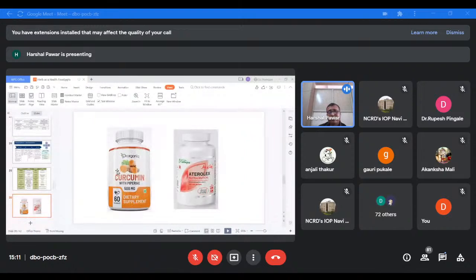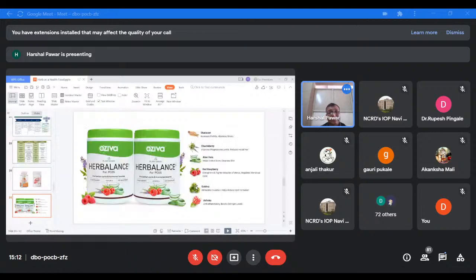These are some of the formulations or products which are available in the market. I already have taken the name of this product. These are the capsules of curcumin, and here you can see it is supplemented, it also contains piperine as one of the constituents, and this piperine increases the bioavailability of curcumin. Right. This is one more product, that is Aterolex. This is useful especially for those who are suffering from atherosclerosis.